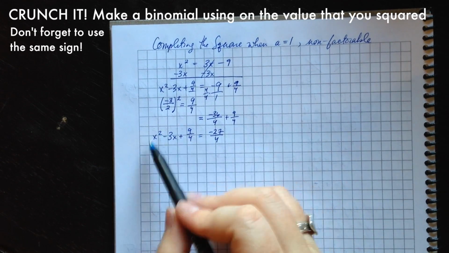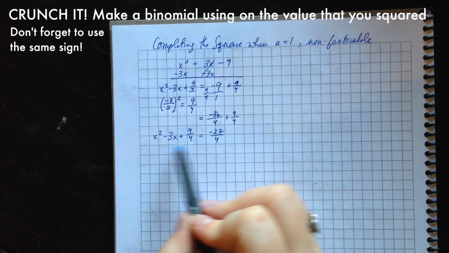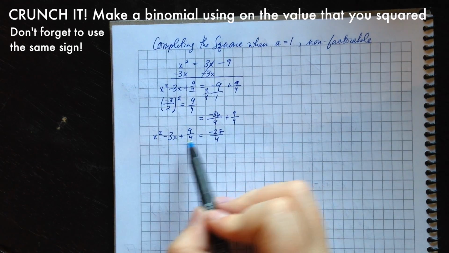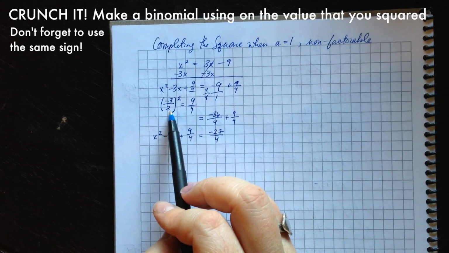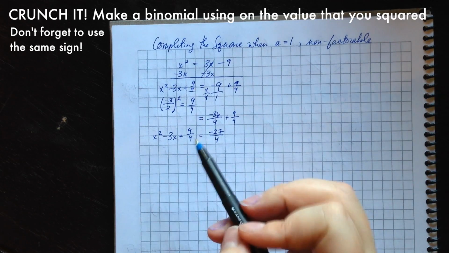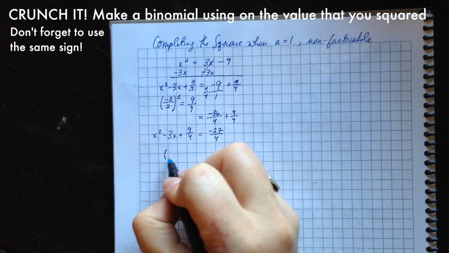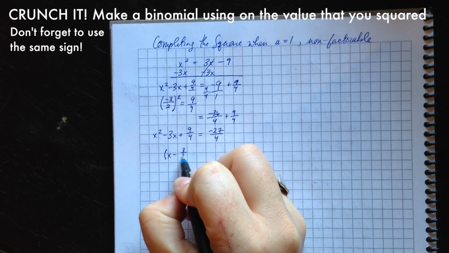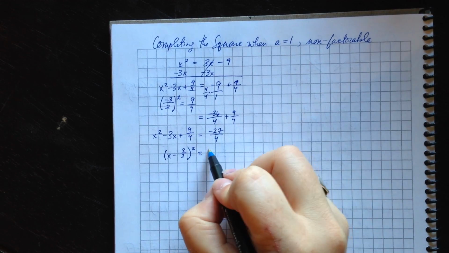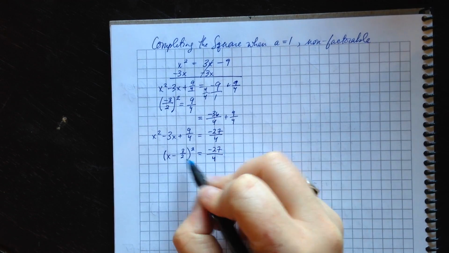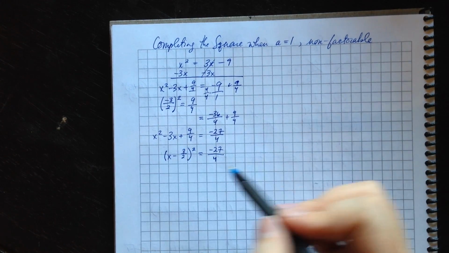Okay, next step, I'm going to crunch this down. I'm going to make it into a binomial. And in order to make it into a binomial, I know that this is a special factor. How is it a special factor? Because I literally divided this by 2 and squared it. So I've made myself a special factor, which means that this value right here is exactly what's going to go inside of my equation. There's my little binomial, all done. Well, we're not done, but I've crunched it down at least.